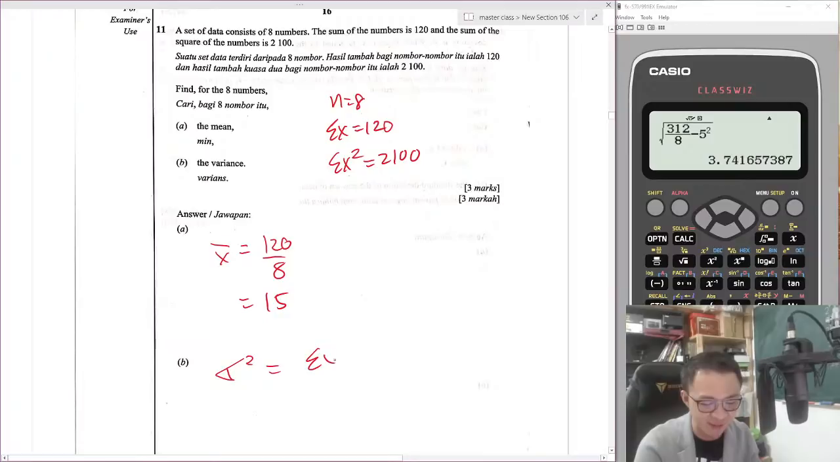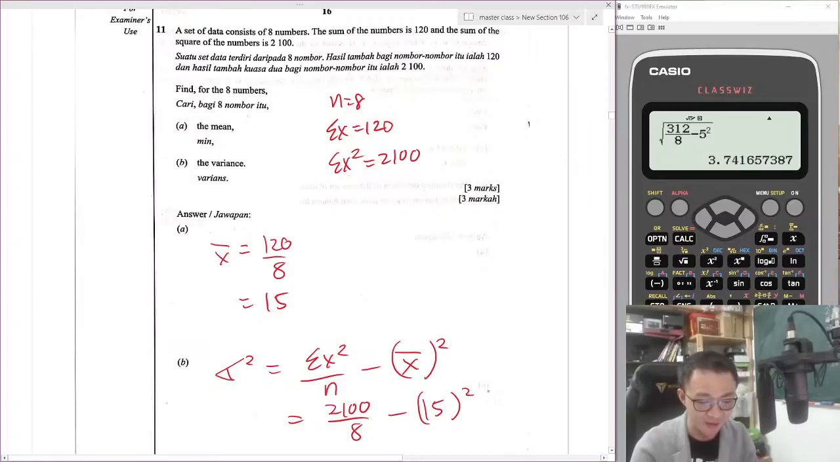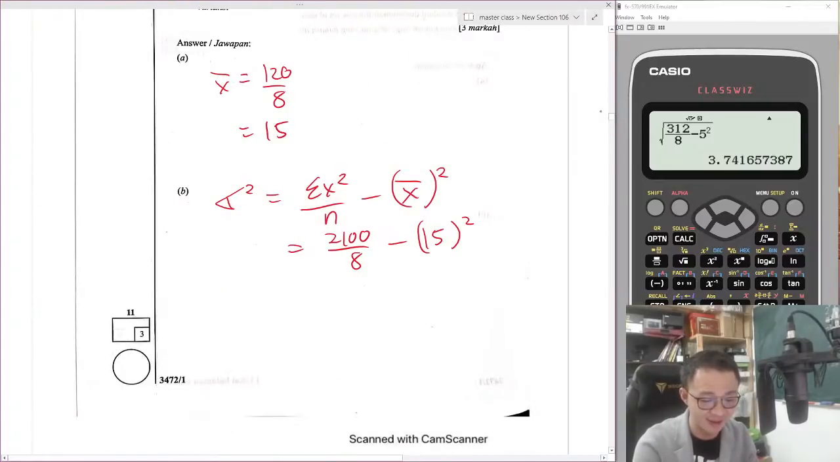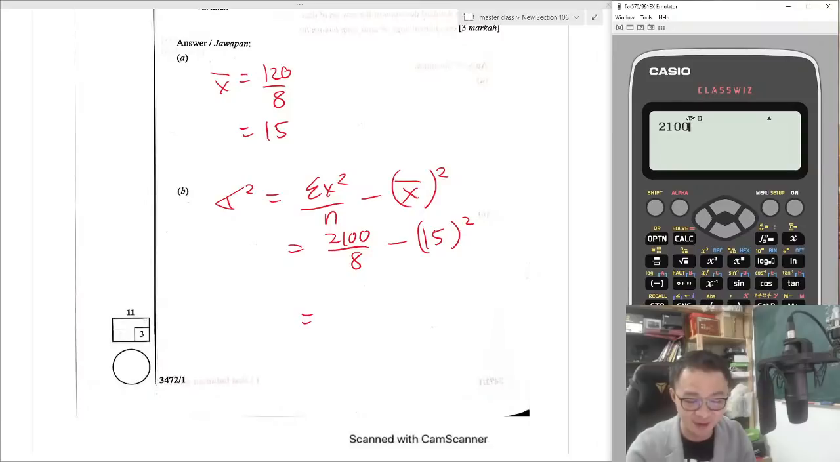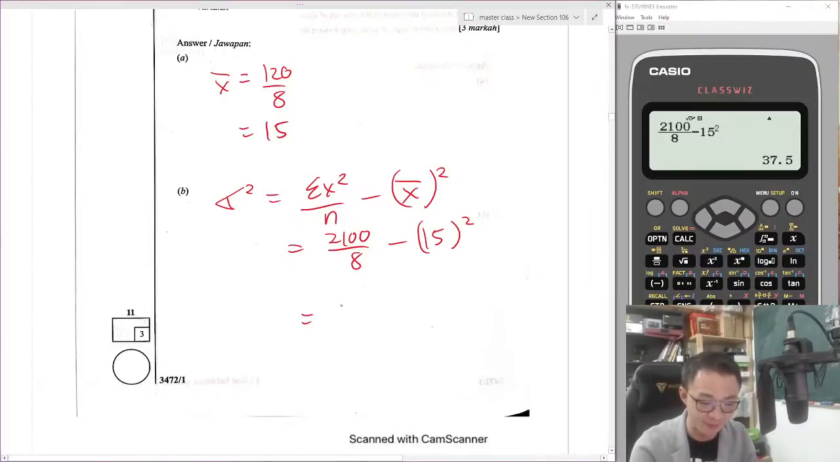Alright, then they asked us to find the variance. Variance formula is sum of x squared over n minus mean square. So sum of x squared is 2100, n is 8 minus mean square, mean is 15 square. Alright, then we get the answer easily by typing everything into the calculator. So I get 37.5.